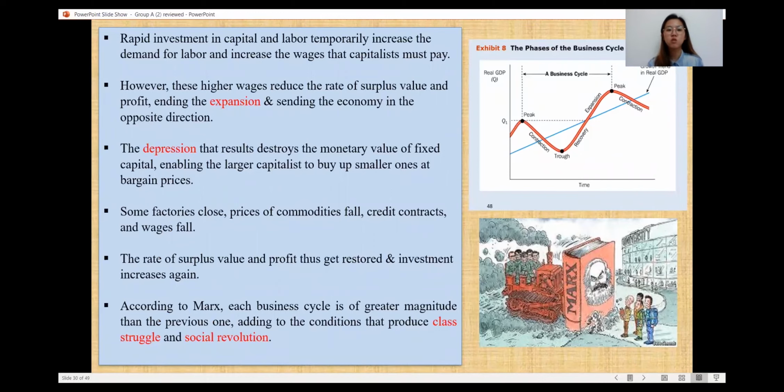Some factories close, prices of commodities fall, credit contracts and wages fall. The rate of surplus value and profit gets restored and investment increases again. According to Marx, this business cycle is of greater magnitude than the previous one, adding to the conditions that produce class struggle and social revolution.